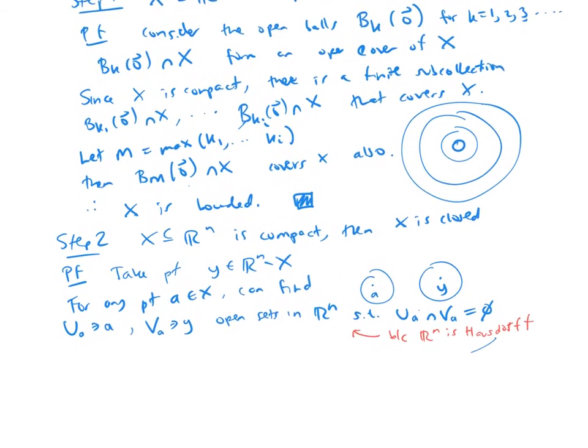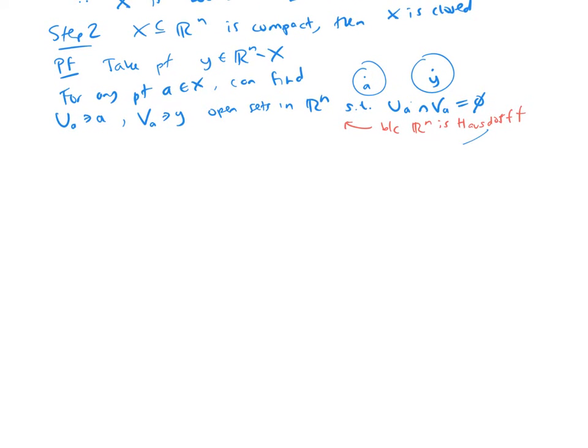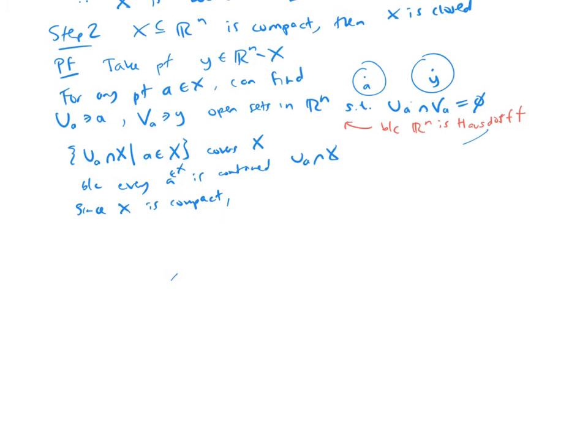Well, notice that these U_a's actually cover all of X. So the set of U_a intersection X, for all a in X, covers X because every a is contained in U_a intersection X. So this is an open cover of X in the subspace topology, and since X is compact, we know that there's a finite subcover. I'll call it U_a1 through U_aK.